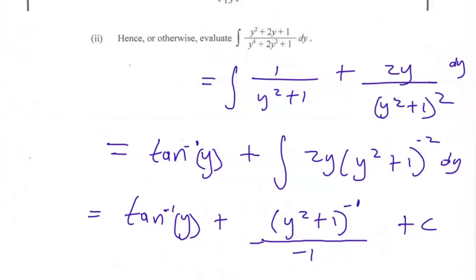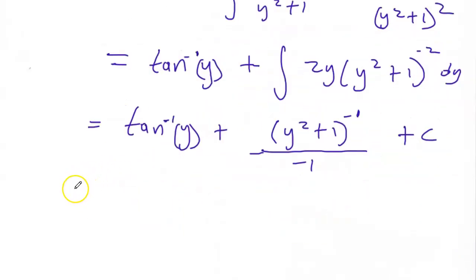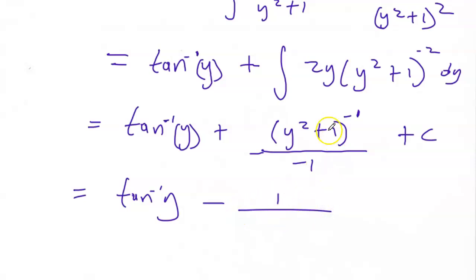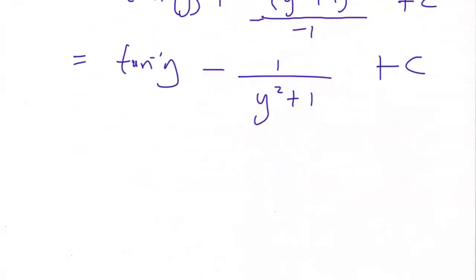And of course, using indices once more, we can rewrite this as minus 1 over (y^2 + 1) to the power 1, which is just y^2 + 1, plus our constant. Let's move to question 3.